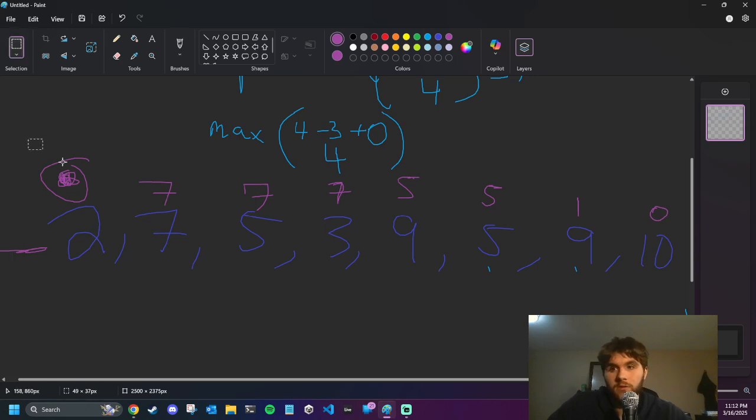2. All right, so this is where I made my error. Previously, I said 2 should skip everything. That is not true. 2 should not skip everything. It should skip anything that's lower than it, and nothing is lower than it, so it should skip nothing.